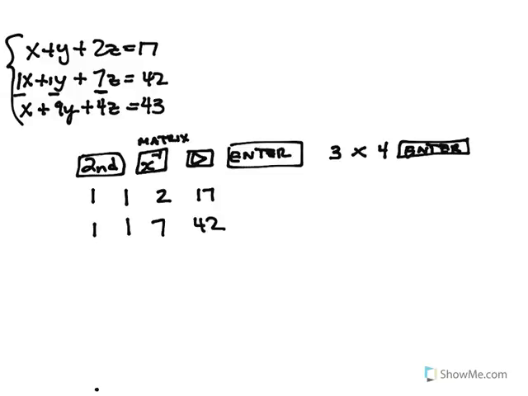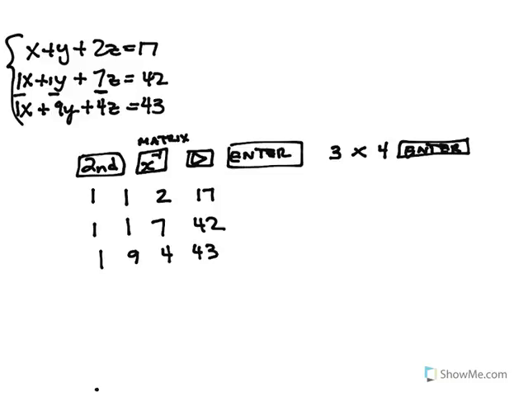It's going to bring you right down to your last row. So I'm going to put in a 1, press enter. I'm going to put in a 9, press enter. I'm going to put in a 4, press enter. And I'm going to put in a 43, and press enter.